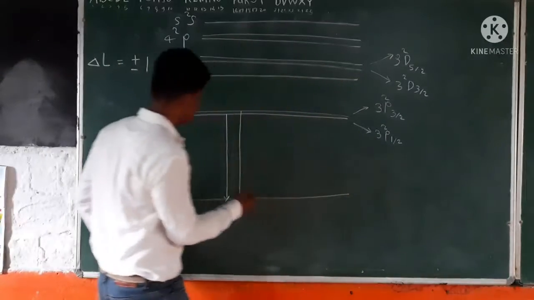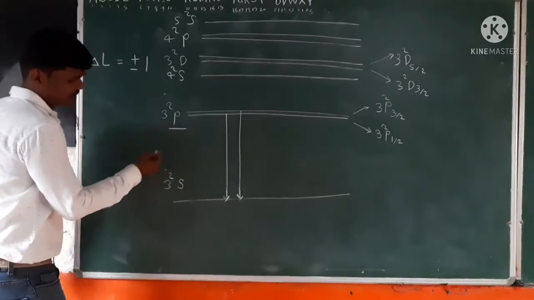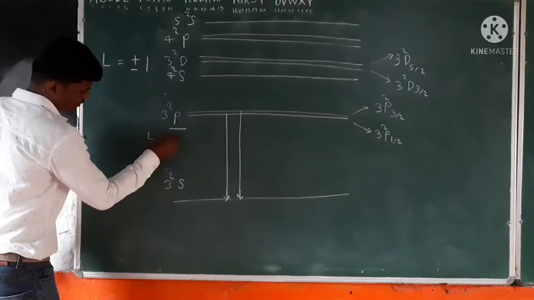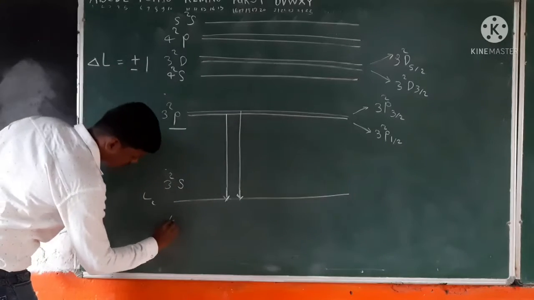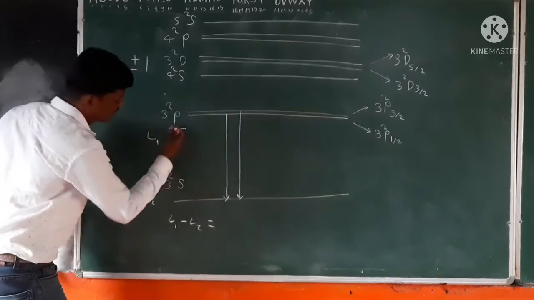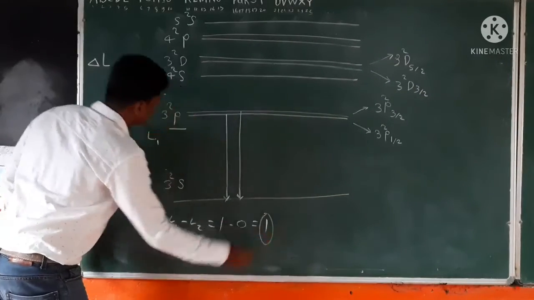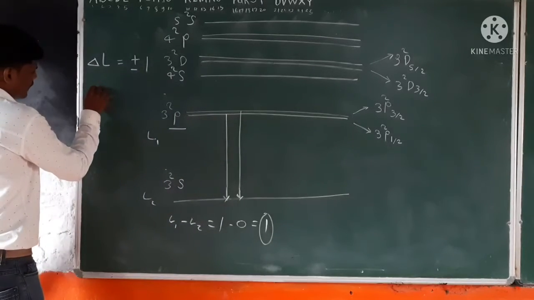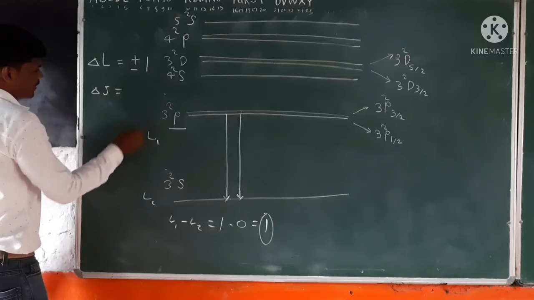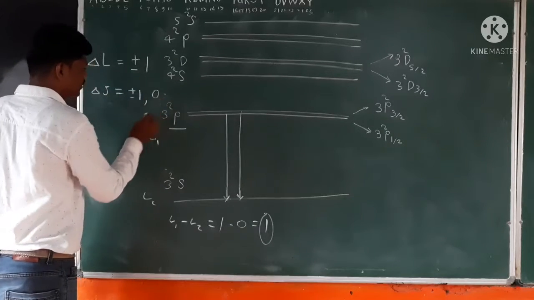Here, in this transition, you can see what the L value is. This is capital L1, this is capital L2. What is the difference L1 minus L2? P has a value of 1, S has a value of 0, so it will be 1. So this is plus 1, our condition is satisfied. Like this, we have delta J, the selection rule for capital J. It is plus or minus 1 and or 0.